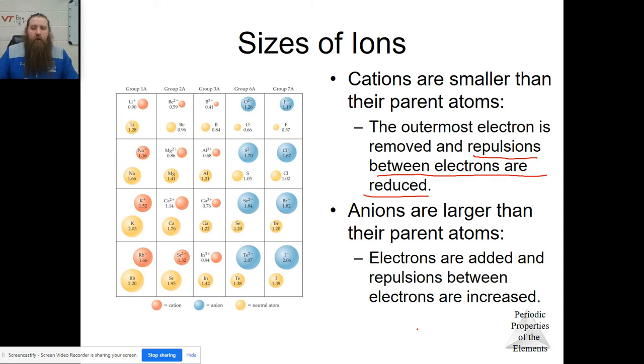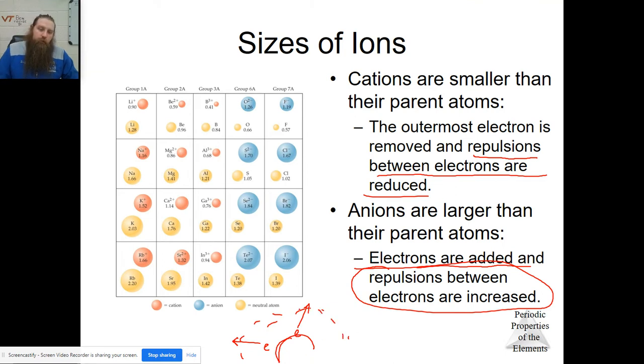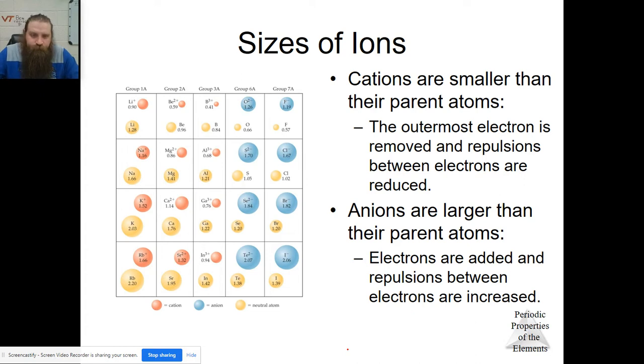With anions, they're getting bigger than their parent atoms. And if we want to explain it, we have electrons added, so the repulsions are increased. When repulsions are increased, the electrons want to get further away, all right? And that increases the size of the atom. Right here was our former. Now we have another electron in there, so now they've got to get further away, all right?